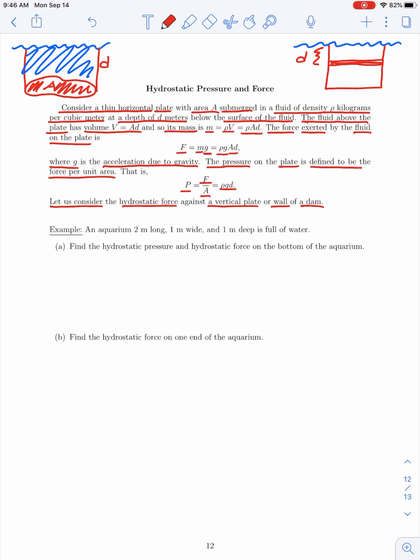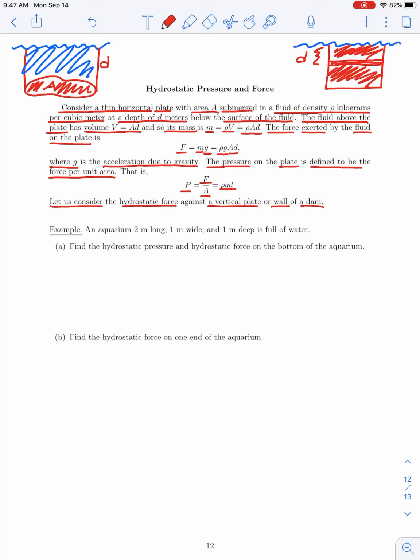So if we're trying to find the total hydrostatic pressure or force acting on a vertical plate, where parts of our plate are submerged at a deeper depth than other parts, how can we calculate that? So that's what we're going to be considering in this last part of our section. To illustrate how this will work, let's look at an example.